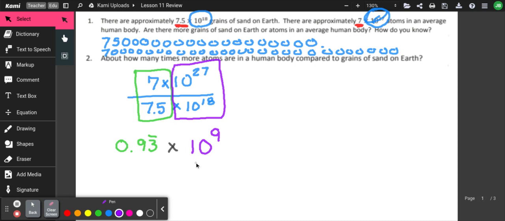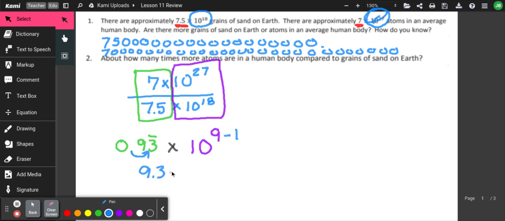Now we have a little bit of a problem because this can't just be a decimal. So what we want to do is convert this. So I'm going to move my decimal one space to the right. And when I do that, I'm making this number larger. So that means that my power of 10 is being reduced by 1. So this is going to become 9.3.